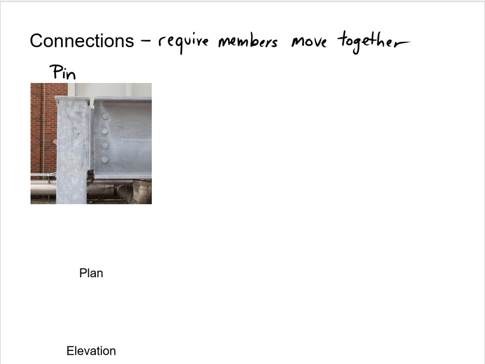column. In the plan view, which is a drawing of the idealized structure looking from above, we draw the pin connection as a gap between the members. In an elevation view, which is a drawing of the idealized structure looking from the side, we draw the pin connection as a hollow circle between the members.